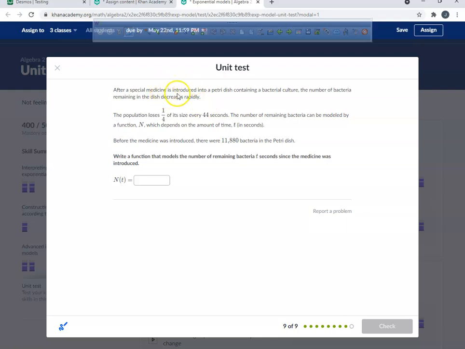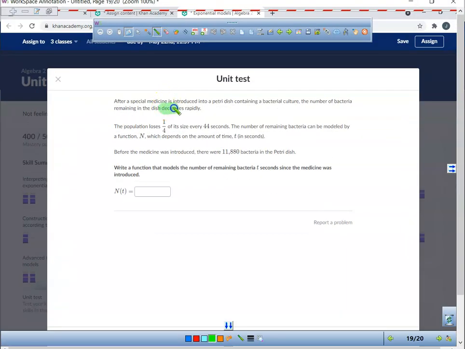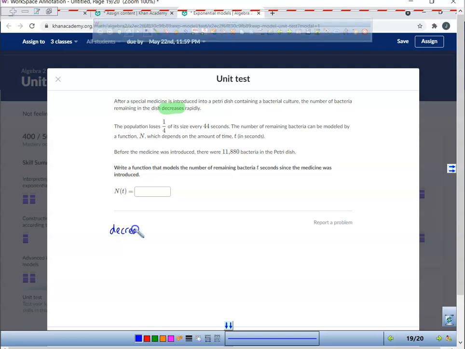After a special medicine is introduced into a petri dish containing a bacterial culture, the number of bacteria remaining in the dish, what has happened to it? It decreases rapidly. So here's what I'd like you guys to do. In your journal, all you have to write is the one that this problem is dealing with is not increasing, it is decreasing. So this is going to be an example of a decreasing model. So just put in your journal, this is a decreasing model.